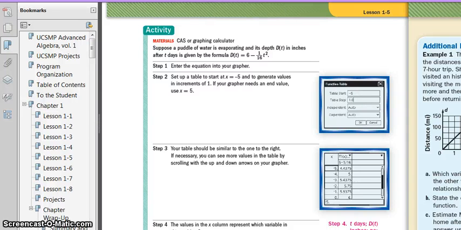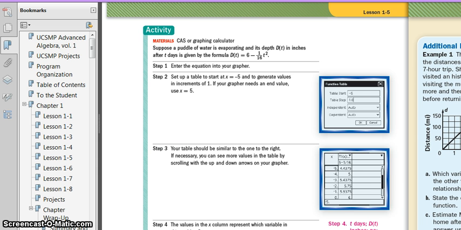This is the calculator activity for lesson 1.5. It is found on page 35 of your textbook. You're going to need a CAS calculator to complete this activity. The activity is, suppose a puddle of water is evaporating and its depth d of t in inches after t days is given by the formula d of t equals 6 minus 1/16 t squared.